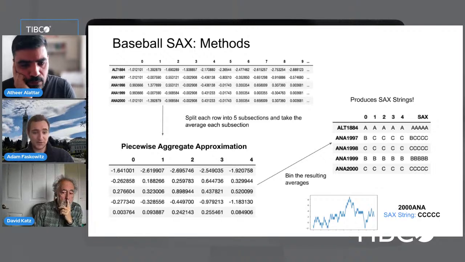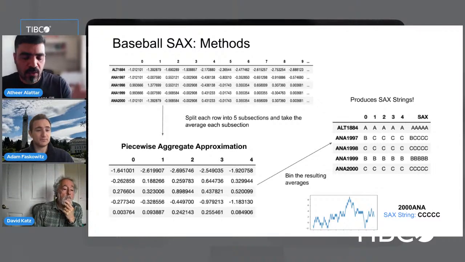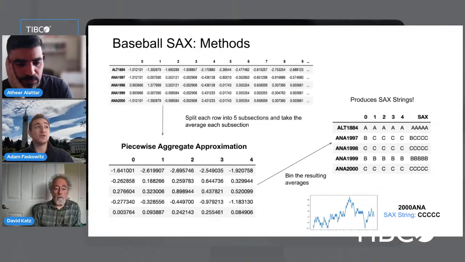So what SAX will do is, according to the number of time intervals that we specified, in this case 5, split each of these rows, each of these seasons, into 5 subsections, and then take the average of each of these subsections. So 5 is the window width you're going to calculate the average over? Yes, like 5 equal subsections.